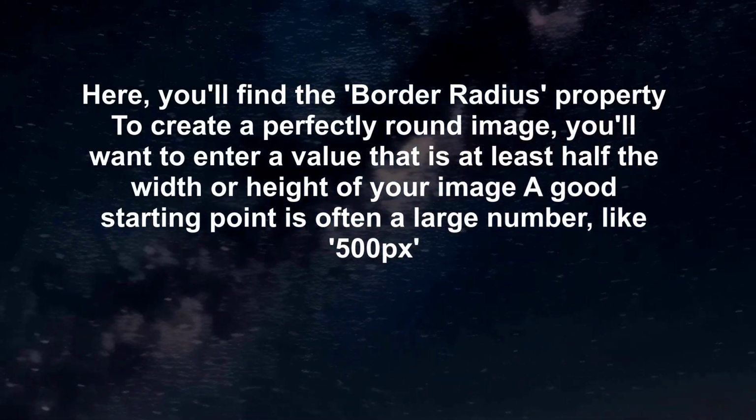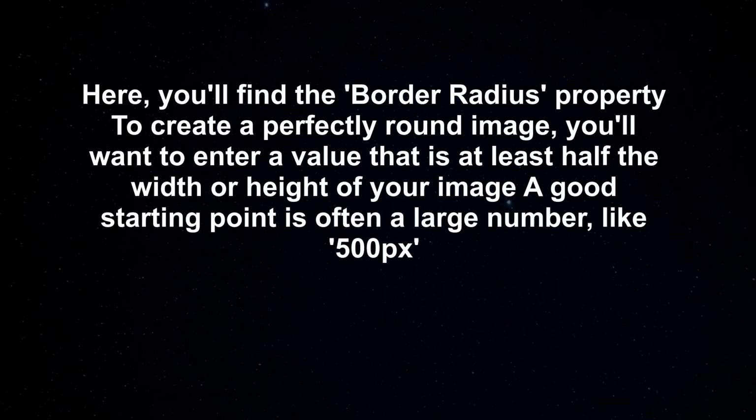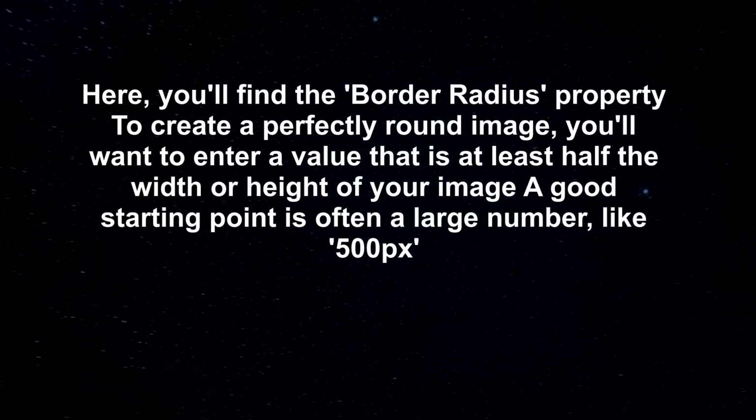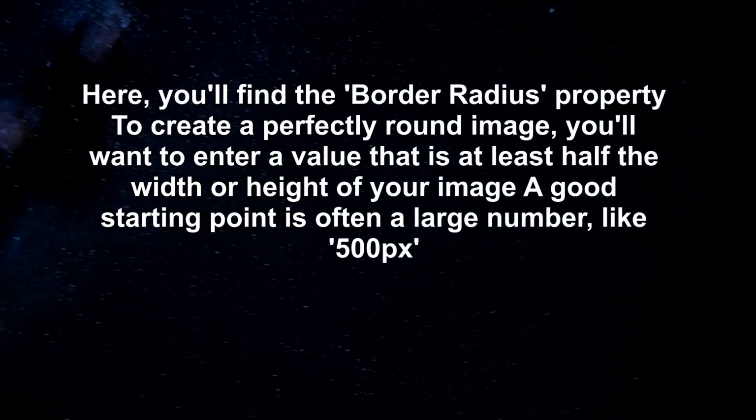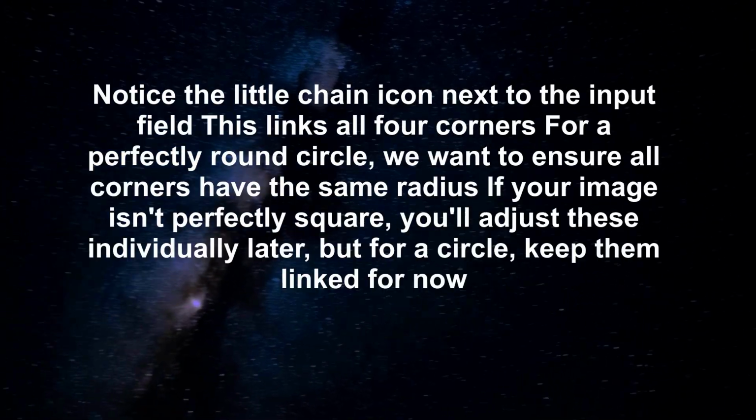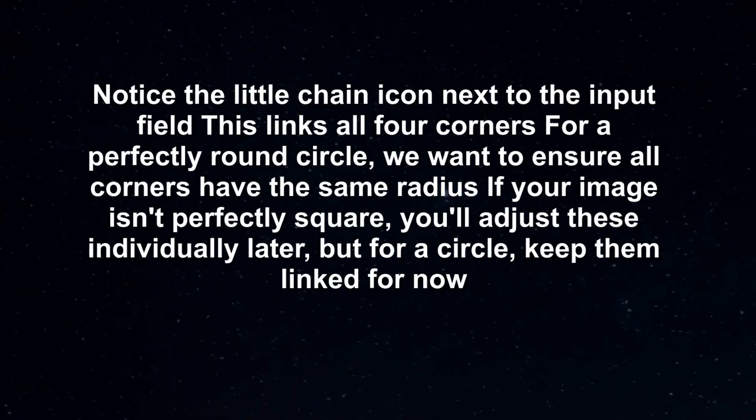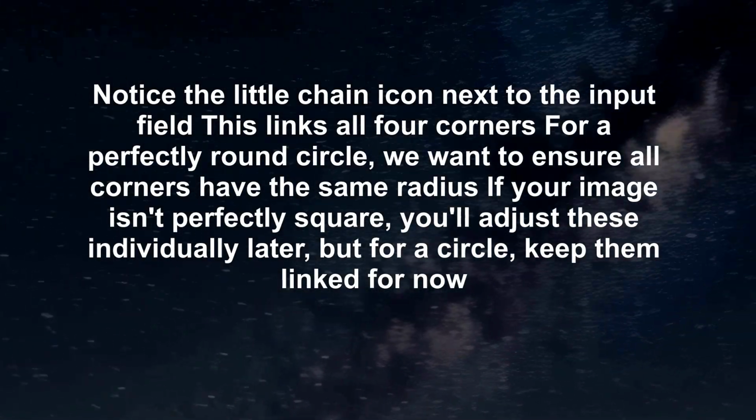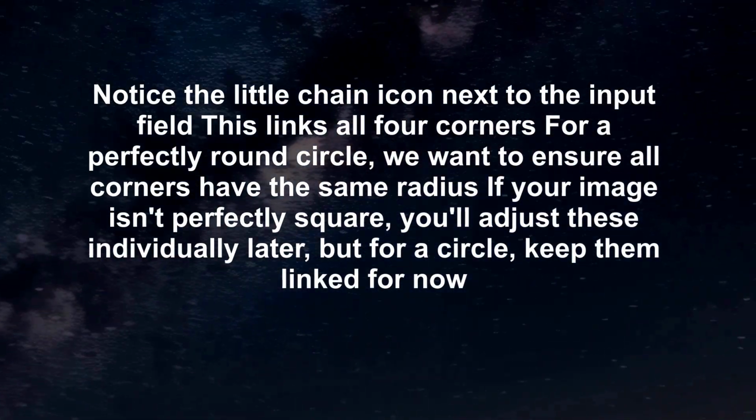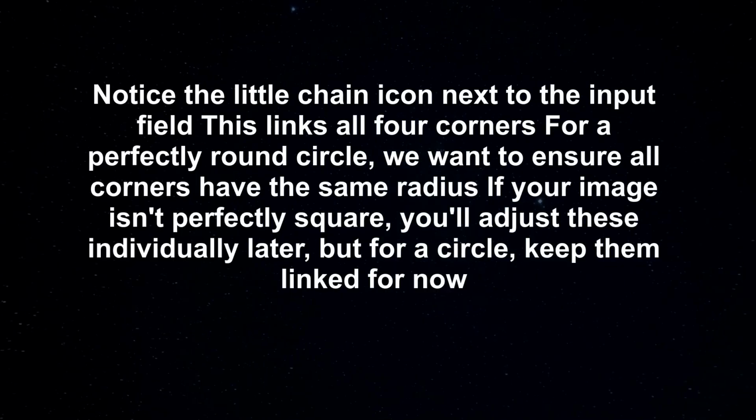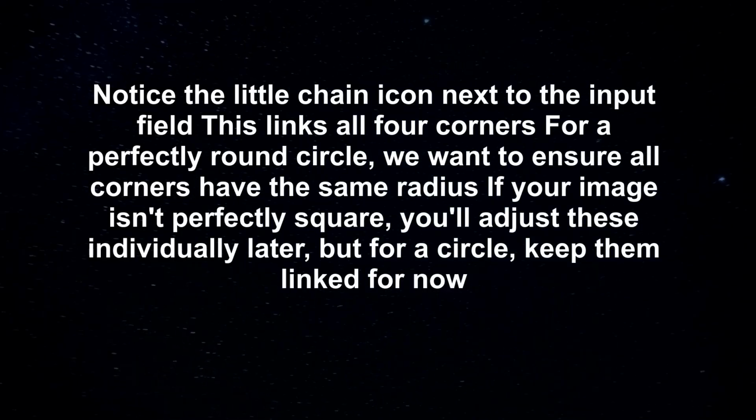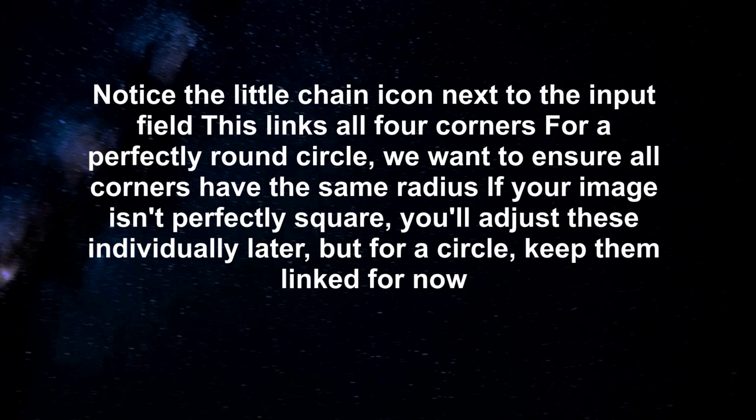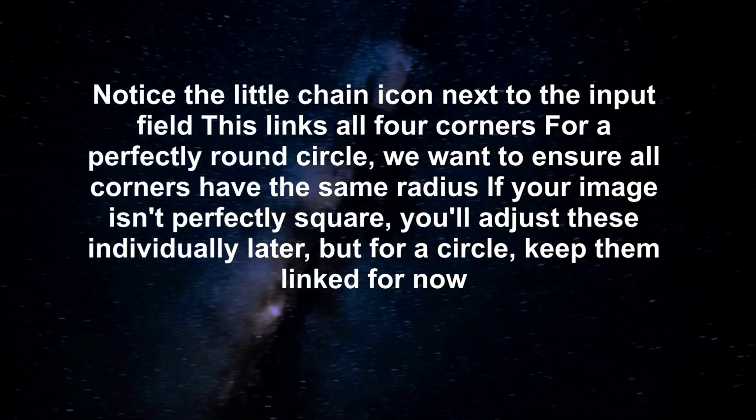You'll want to enter a value that is at least half the width or height of your image. A good starting point is often a large number, like 500 px. Notice the little chain icon next to the input field. This links all 4 corners for a perfectly round circle. We want to ensure all corners have the same radius if your image isn't perfectly square. You'll adjust these individually later, but for a circle, keep them linked for now.